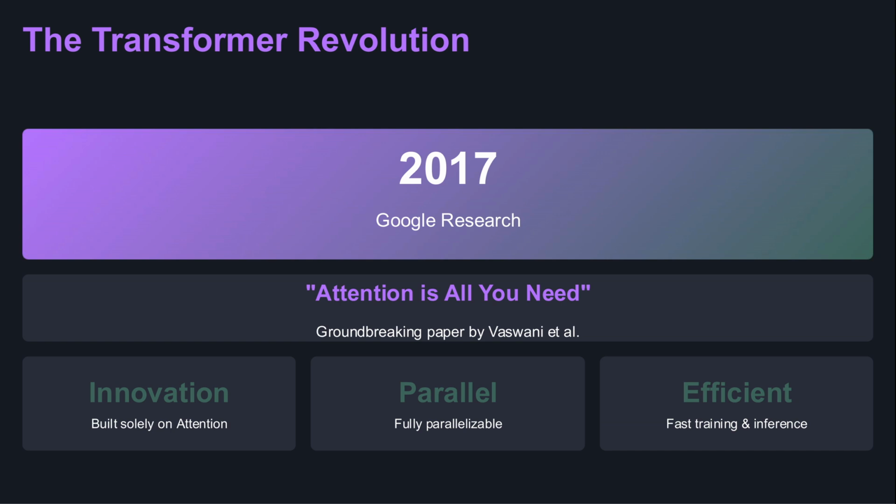Then in 2017, Google Research published a paper called Attention is All You Need by Vaswani and colleagues. The big idea was simple and radical. Build the model entirely on attention. That change made training fully parallelizable and dramatically faster at both training and inference. It was a turning point for NLP.